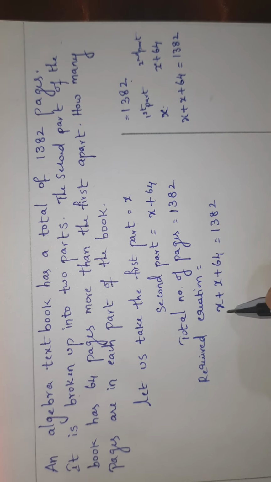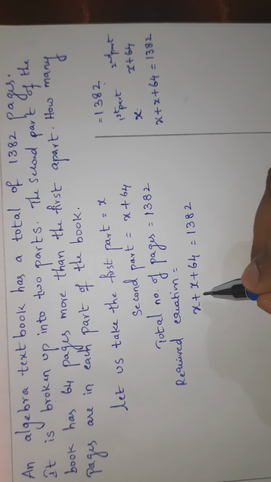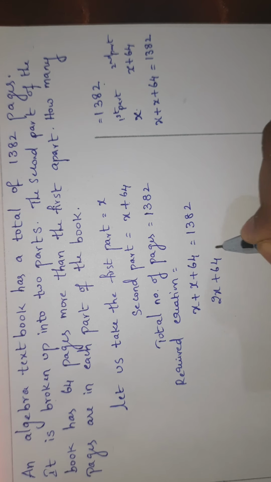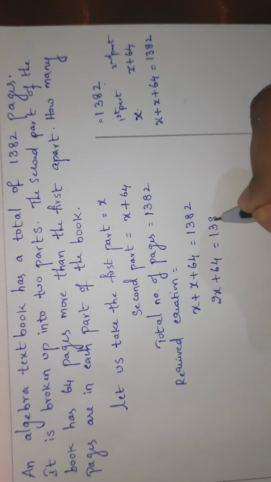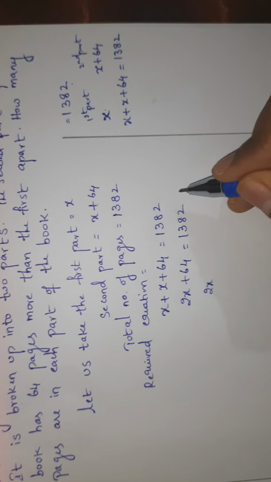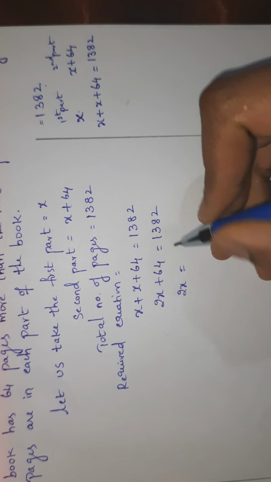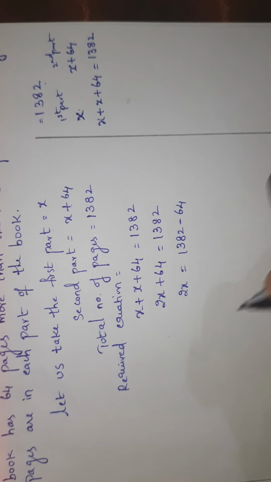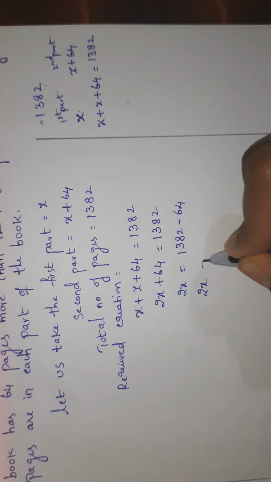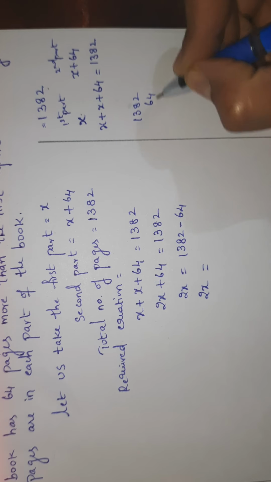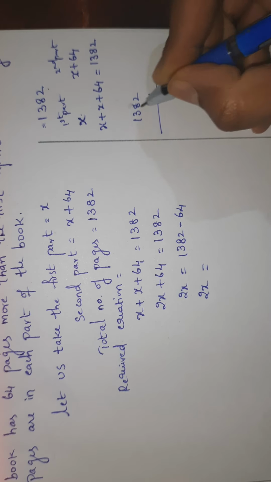As these are two x variables, we can add x plus x becomes 2x, plus 64 is equal to 1382. So 2x, this plus 64 if you transpose, it becomes minus 64. 2x is equal to 1382 minus 64. 2x is equal to, if we do the subtraction, how much can we get?